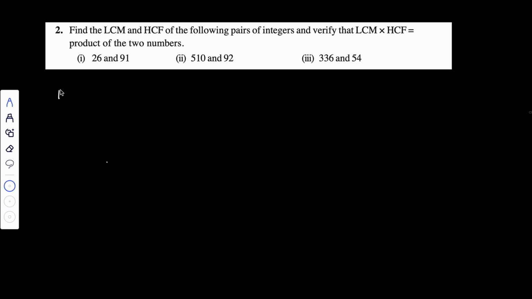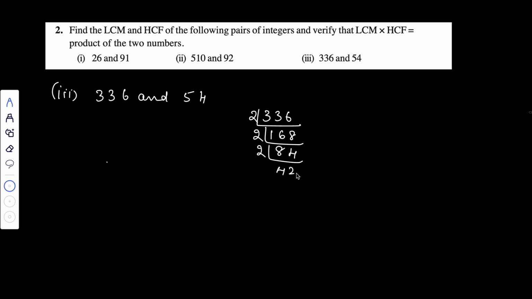The third sum, it is given 336 and 54. We'll factorize 336. It goes by 2, 168 times, 84 times, 42 times, 21, and 3 goes 7 times. So we can write here 336 is equal to 2 to the power of 4 into 3 into 7.